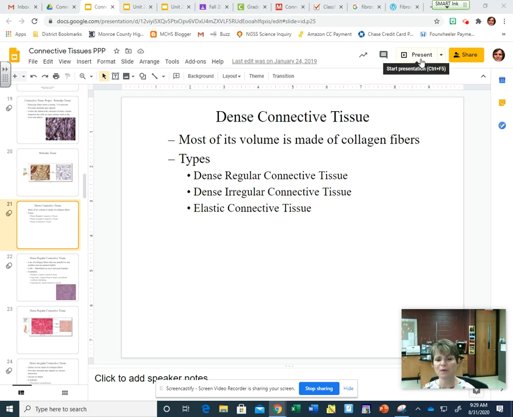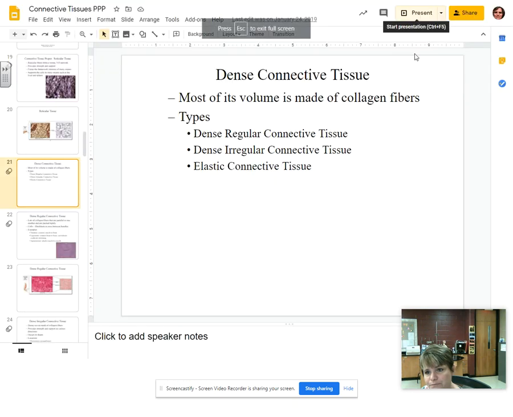We are going to be continuing with connective tissues today. This is, I guess you could say, day 2 of connective tissues. Yesterday you learned about reticular tissue, adipose tissue, and areolar tissue. All of those are types of connective tissue proper. We're going to finish connective tissue proper today by talking about dense connective tissue, and then we're also going to talk about fluid connective tissue today. Then we'll finish up tomorrow with supporting connective tissue.